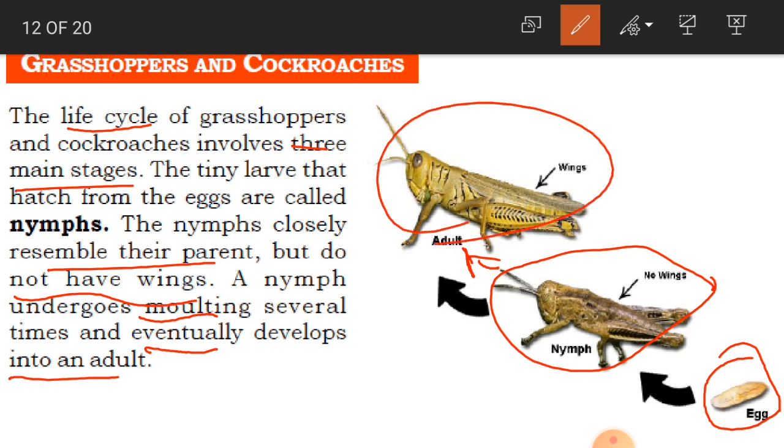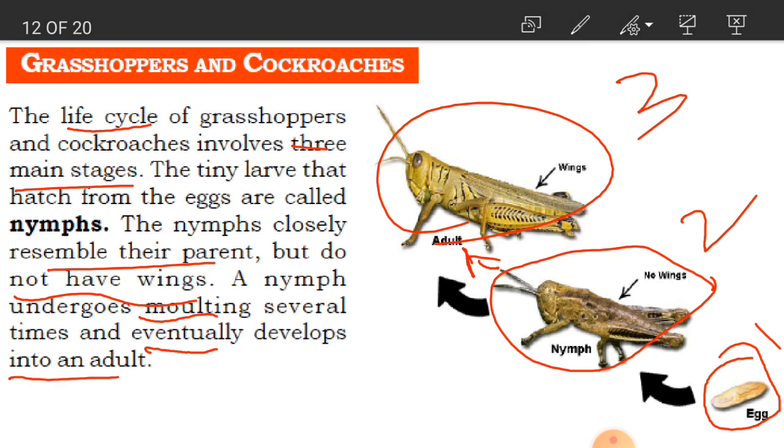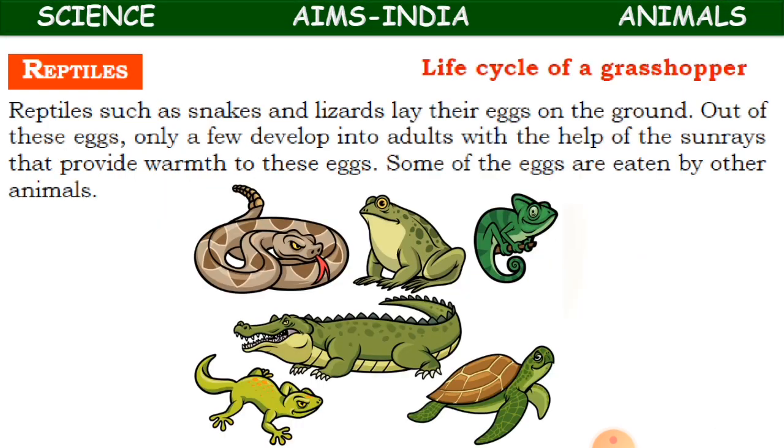Okay, children, so the egg is the first stage, the nymph is the second stage, and the adult grasshopper is the third stage. Like this, grasshoppers and cockroaches develop into an adult creature. Clear, children? Now we'll go to the other one, that is reptiles.